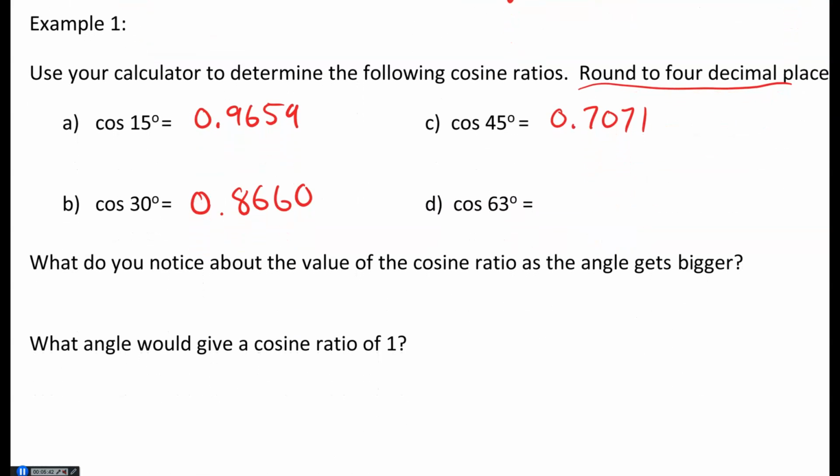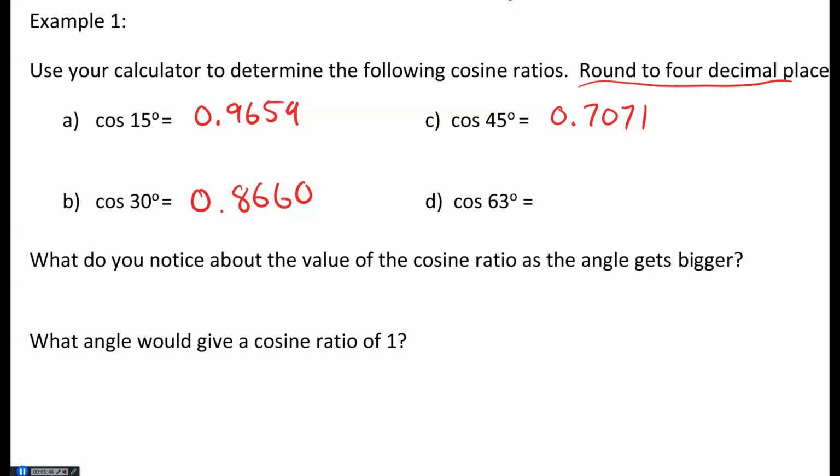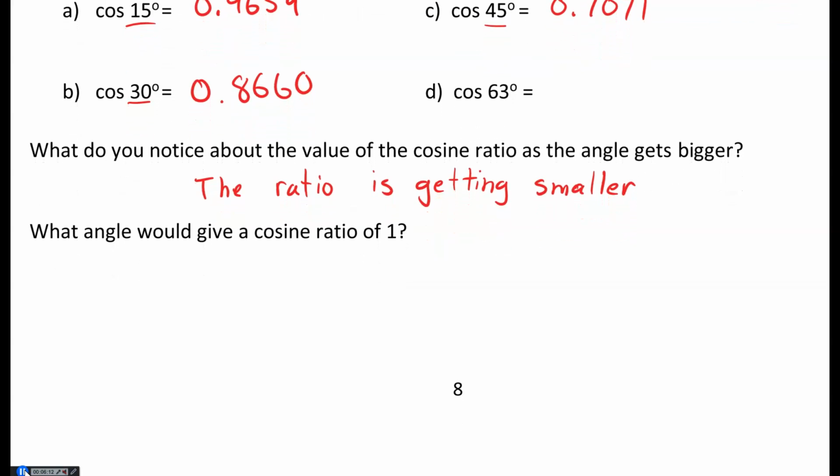So what did you notice about the value of the cosine ratio as the angle gets bigger? We went from an angle of 15 to 30 to 45, so the angle is increasing in size each time, and our ratio is getting smaller. So as your angle increases, your ratio gets smaller when you're using the cosine ratio. What angle would give you a ratio of 1? Well, if we use cos 0, we would get a ratio of 1. So if your angle was 0, your ratio would be 1.